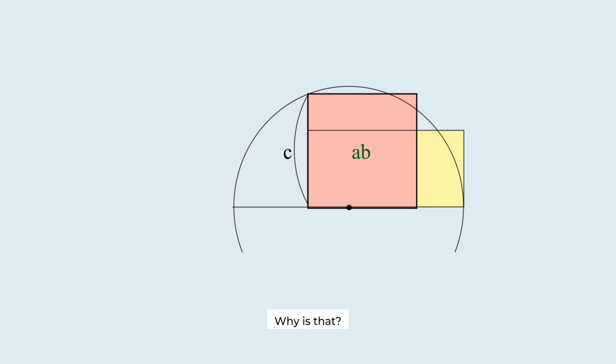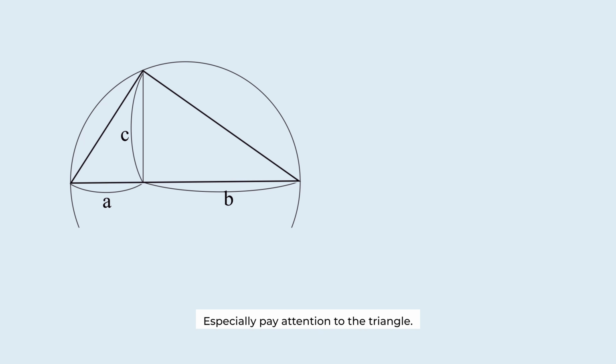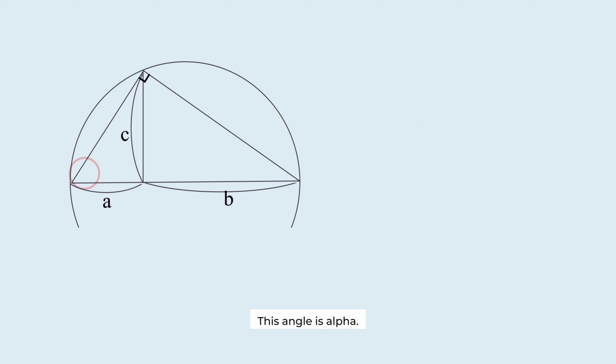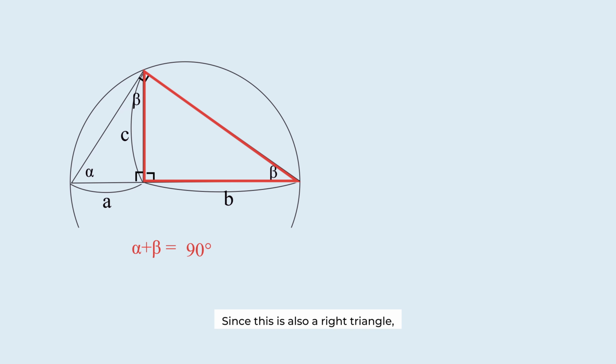Why is that? Look at this diagram. Especially pay attention to this triangle. This is the diameter of the circle. So this angle is a right angle. That's because an inscribed angle subtended by a semicircle is always a right angle. This angle is alpha. This angle is beta. Their sum is 90 degrees. Since this is a right triangle, this angle is beta. Since this is also a right triangle, this angle is alpha.